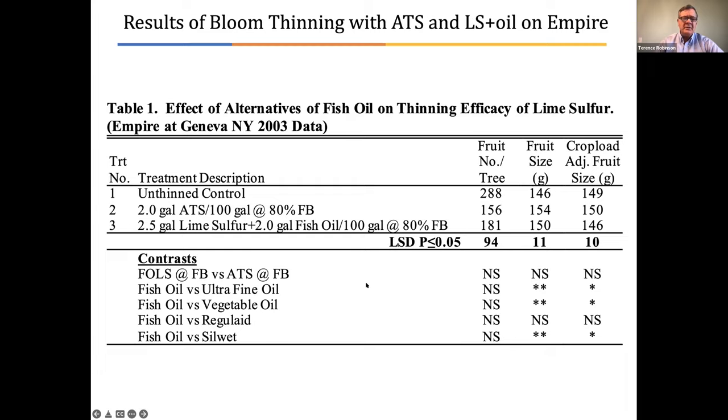We compared in this study several different oils, fish oil, and lime sulfur. I wanted to compare fish oil and lime sulfur at full bloom versus ATS at full bloom, and it did not give any difference in thinning. They both thinned similarly. When we looked at different oils, fish oil versus ultrafine oil versus vegetable oil versus regulated versus Silwet, there was no significant difference in thinning. However, the fish oil tended to give larger size in a couple of the cases compared to other oils.